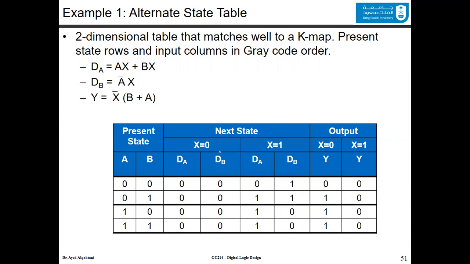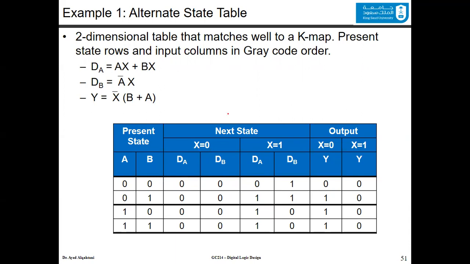So basically, this table looks shorter because we embedded the input within the next states and within the output themselves. So you can see it this way: when the present state has B is 0 and A is 0, you check the input. When it is 0, then dA will be like this, dB will be like this, and the output would be like this. So for an input x equal to 0, you find the next state and also the output, and so on.